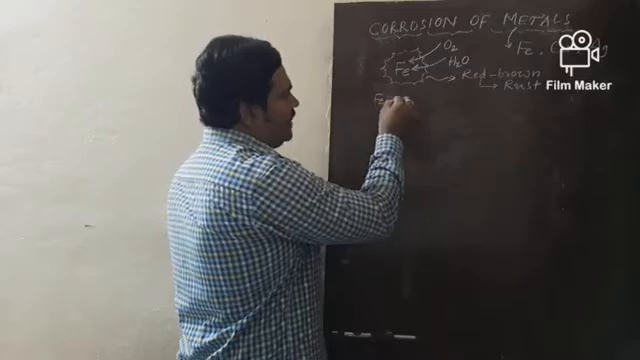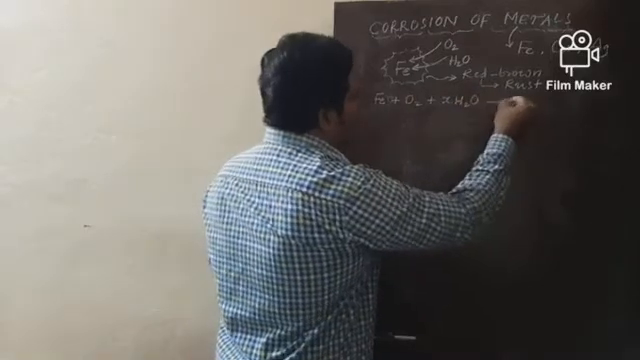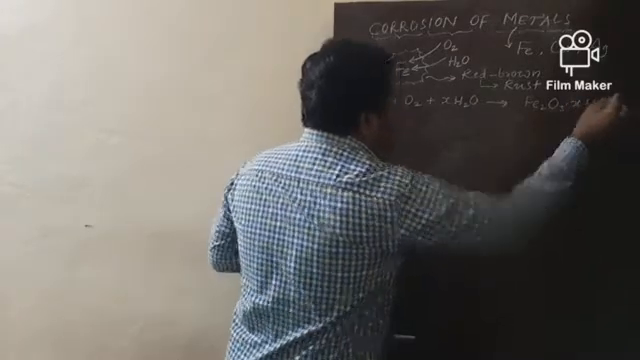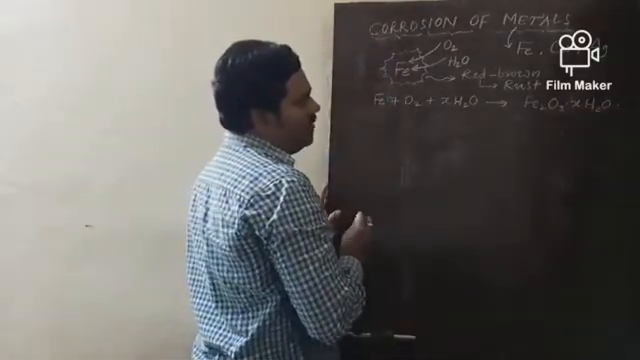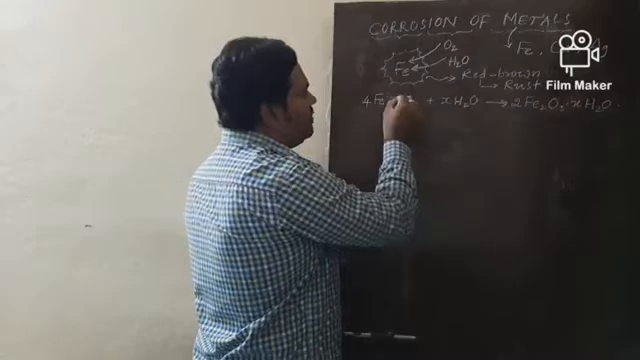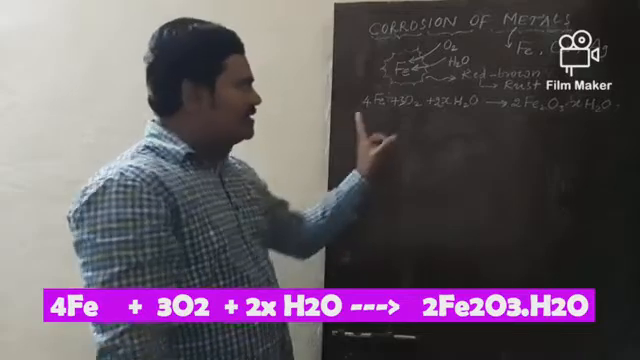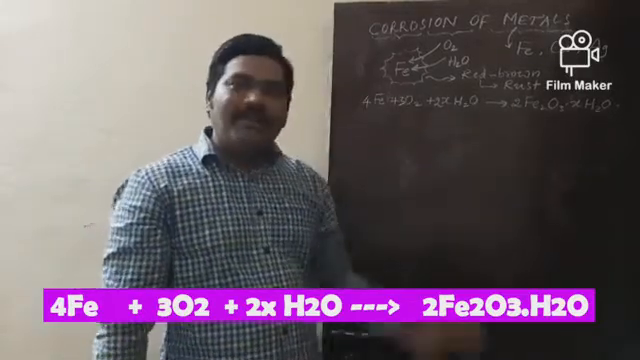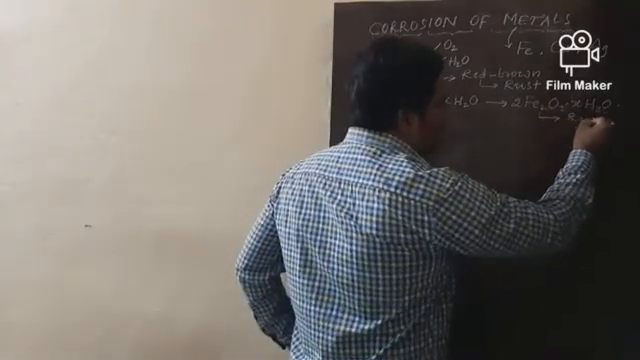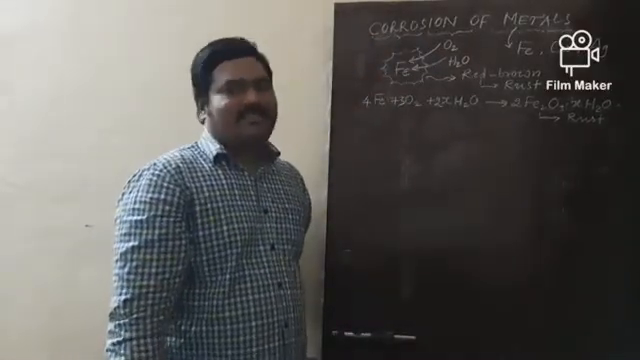Iron reacts with oxygen in the presence of moisture, H2O, giving rise to Fe2O3·xH2O. To balance this chemical equation, if you put 2 here, then iron becomes 4, oxygen becomes 3O2, and here 2xH2O. So this is the balanced chemical equation for rusting of iron. The substance formed at the end is called rust. The color of rust is reddish brown, a brown flaky substance.